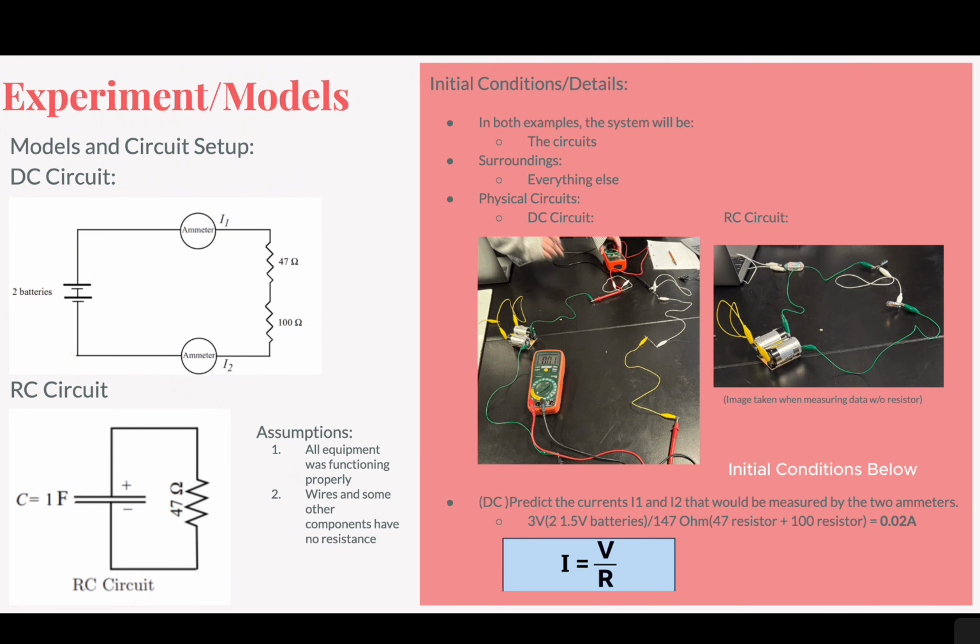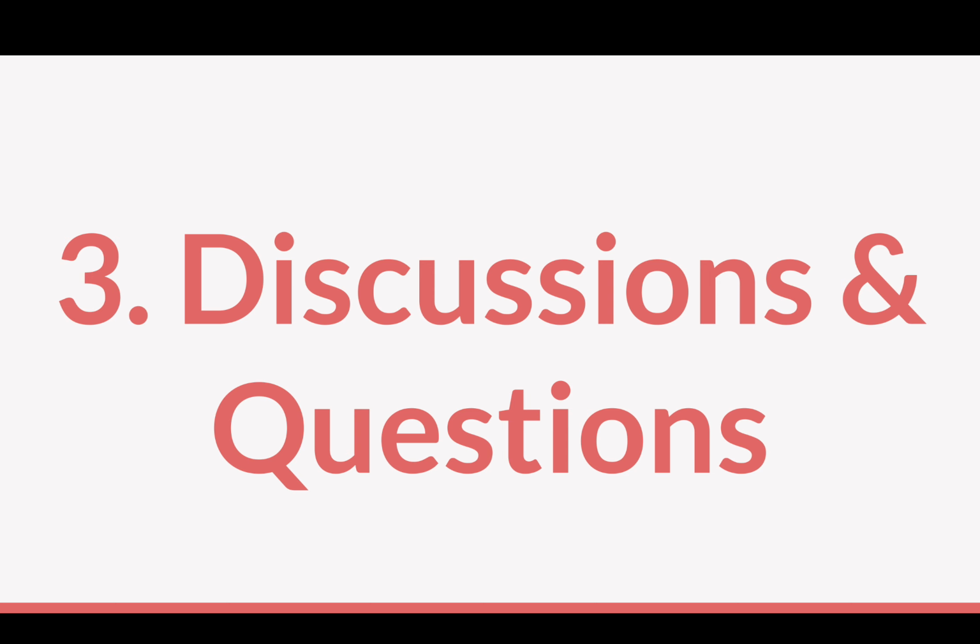As for the initial conditions, the instructions of the lab asked us to predict the currents I1 and I2 that would be measured by the two ammeters. The calculation is shown below, and it utilizes Ohm's law. We also had to assume for this lab that all equipment was functioning properly and that wires and some other equipment have no resistance.